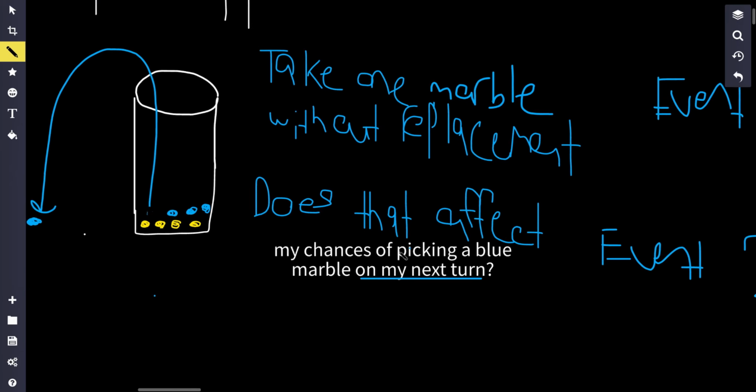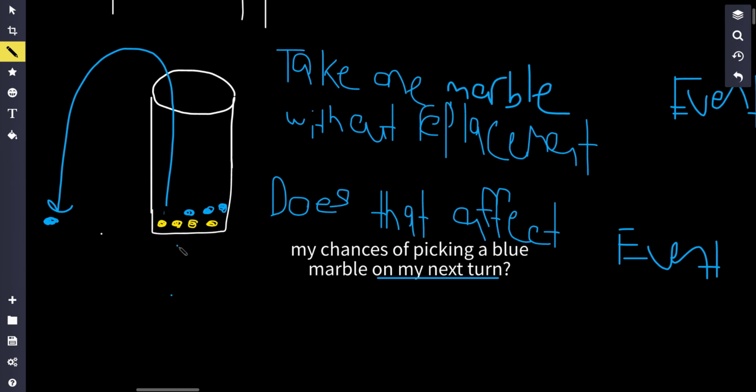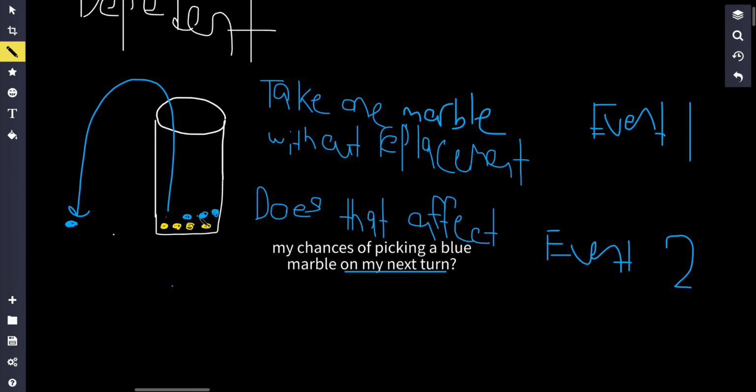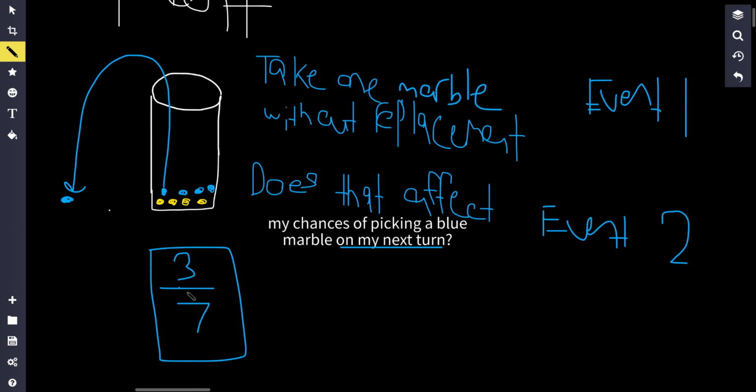Now, does this affect the chances of me picking a blue marble on my next turn? Well, yes, because now notice how we have 3 out of 7. If I pick a blue marble out of this container, the chances of me picking a blue marble on my next turn is 3 over 7. Originally, look at the container: we had 4 blue marbles and 4 yellow marbles, so the chances of picking a blue marble was 1/2, or 50%. But after I pick out a blue marble, the chances have changed and get affected. Now the chances are 3 over 7.